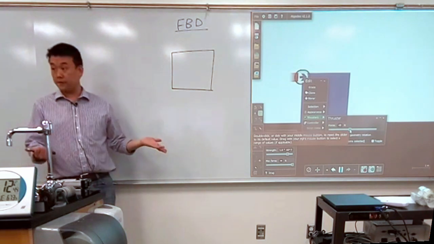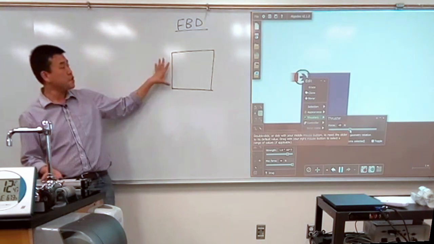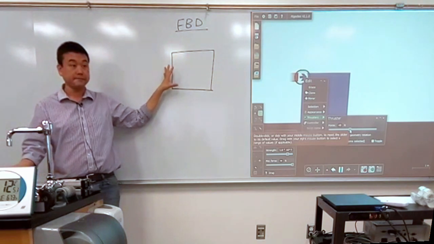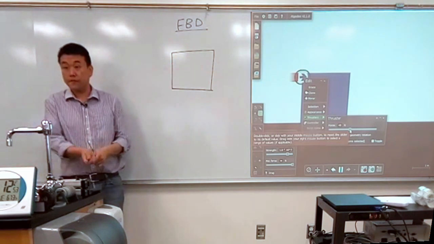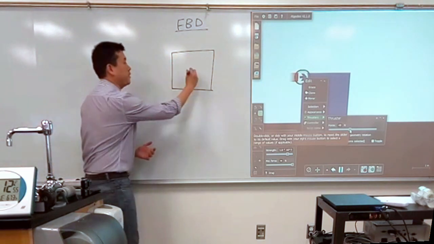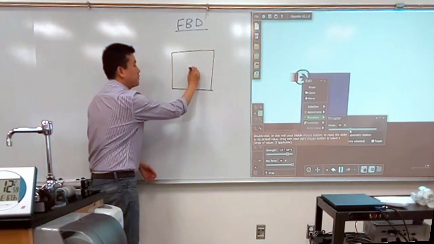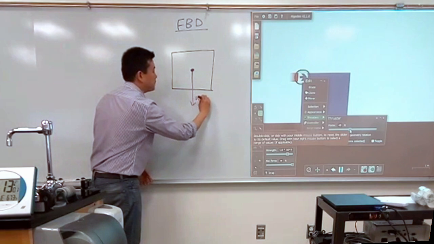There's going to be gravity on this body. At which point on the body would you say that gravity acts? Center of mass, so if it's uniform, somewhere in the geometric center of the object. So I will draw gravity this way. This is going to be mg.